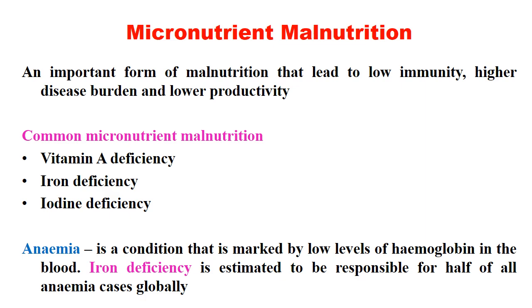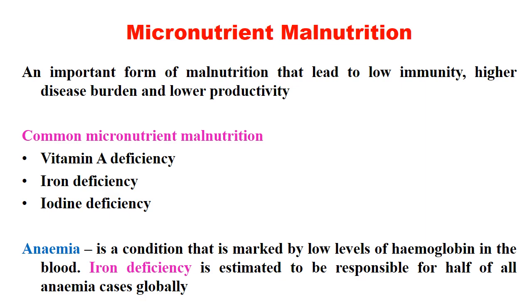An important form of malnutrition leads to low immunity, higher disease and lower productivity. Due to the deficiency of some of these micronutrients, there will be a deficiency in immunity, leading to more disease and less productivity. Some of the common micronutrient malnutrition is vitamin A deficiency. It's very common, leading to improper productivity and health.